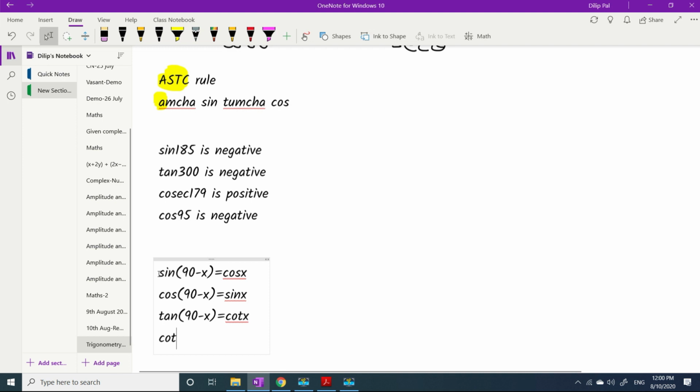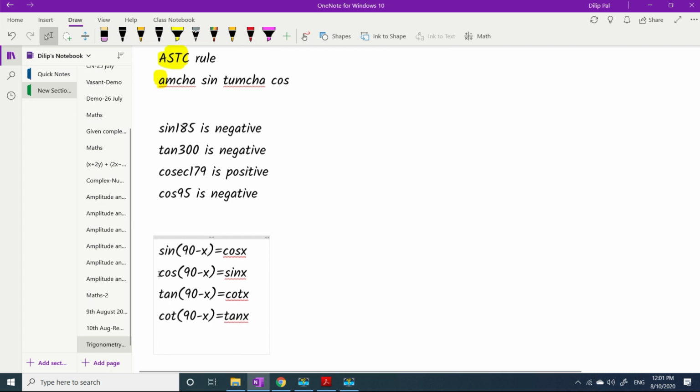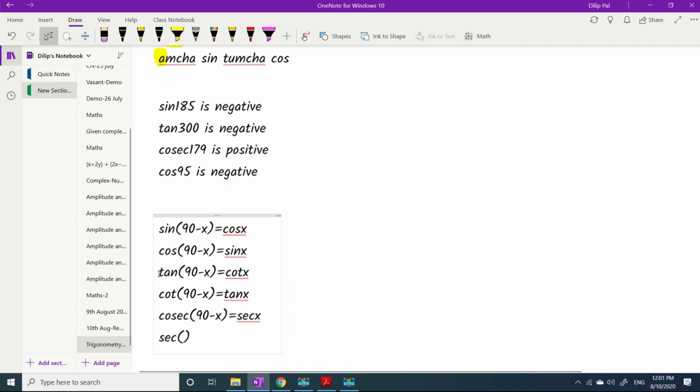Then cot of 90 minus x is going to be tan x, and then cosec of 90 minus x. What was the formula? You should say the answer. This is sec x. Then sec of 90 minus x equals cosec x. These are the main formulas which we have done in the 9th standard. But now let me tell you why these answers are coming.